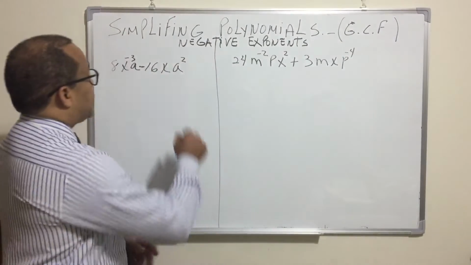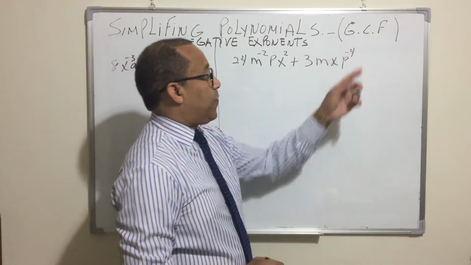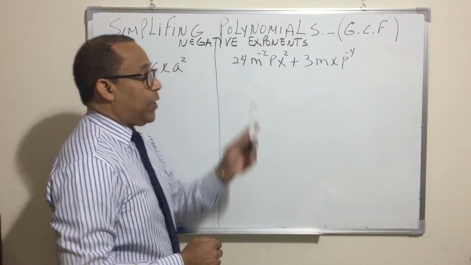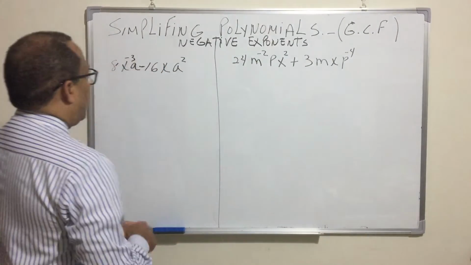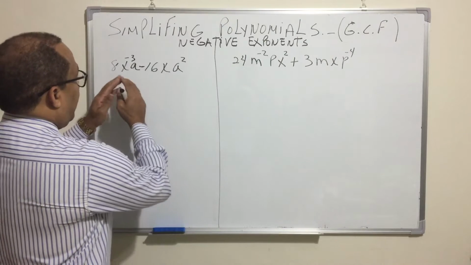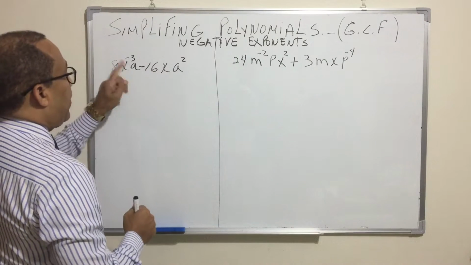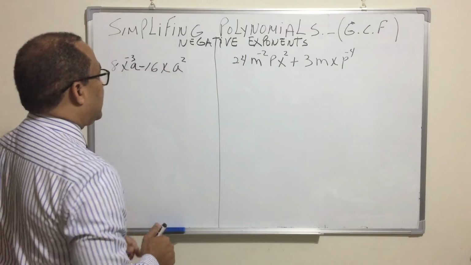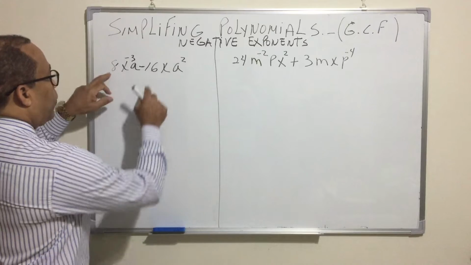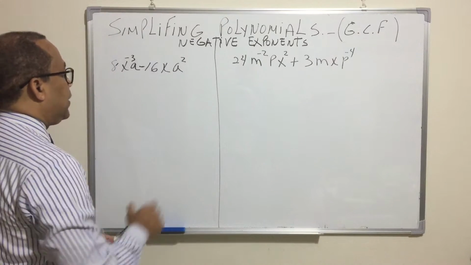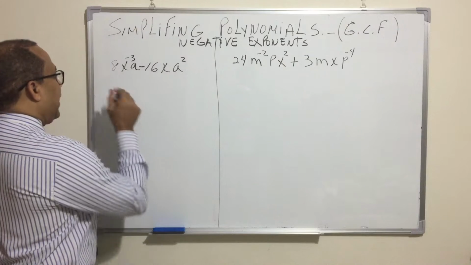Now we continue with simplifying polynomials using the greatest common factor, but this time we are going to involve negative exponents. We are going to simplify the binomial 8x to the negative 3 a minus 16xa to the second. Let's find the greatest common factor for the two coefficients. The greatest common factor between 8 and 16 is 8.